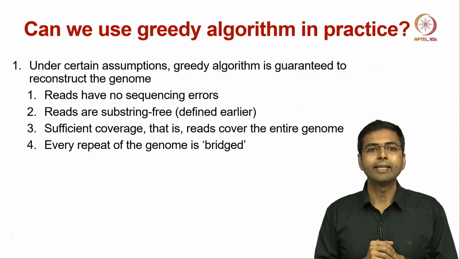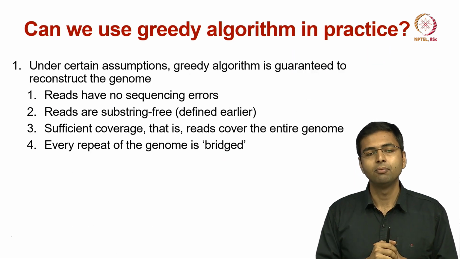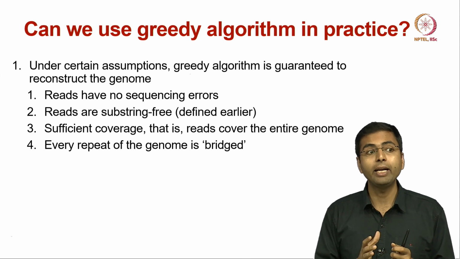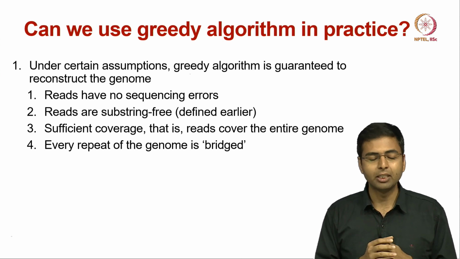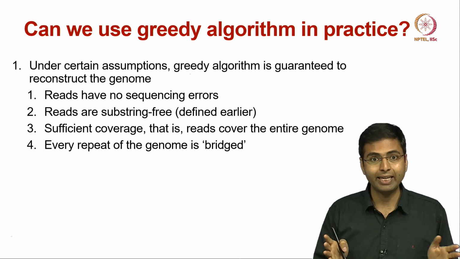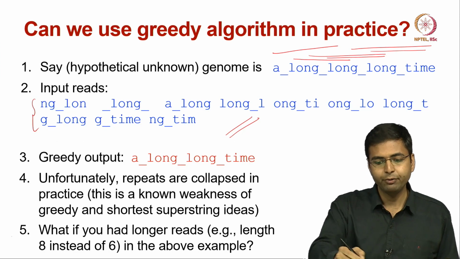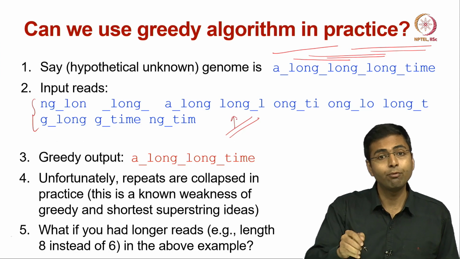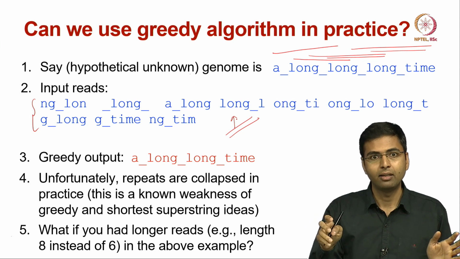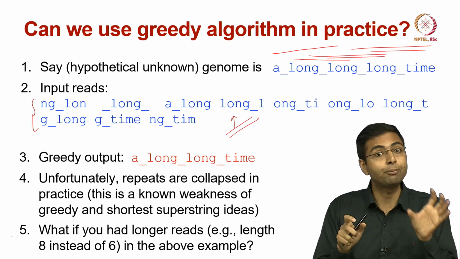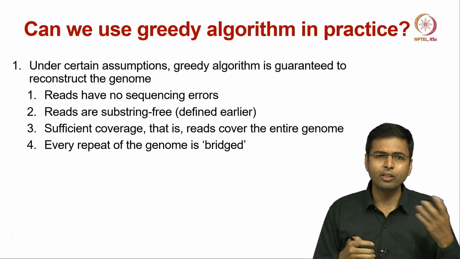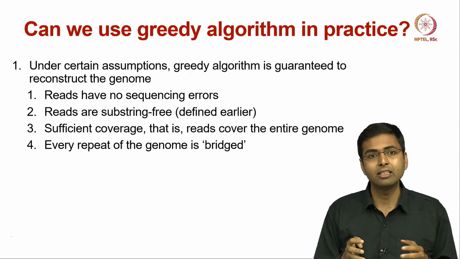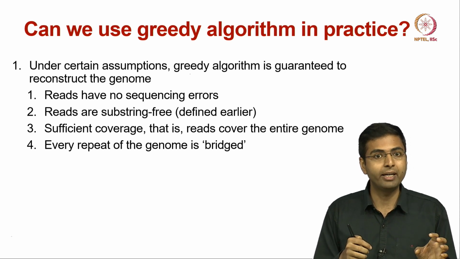It turns out that under certain assumptions, the greedy algorithm is guaranteed to reconstruct the genome. So we can make a few assumptions, like for example, reads have no sequencing errors. So whatever reads we are giving as input, they have no sequencing errors, so each read is guaranteed to be a substring of the genome. We will also assume that reads are substring free, that is, we have defined this substring free property in the last lecture.